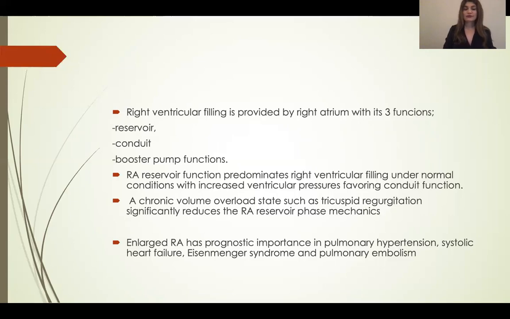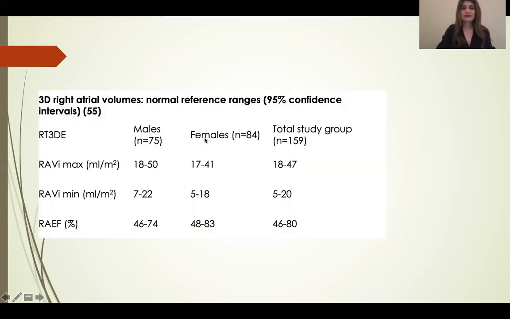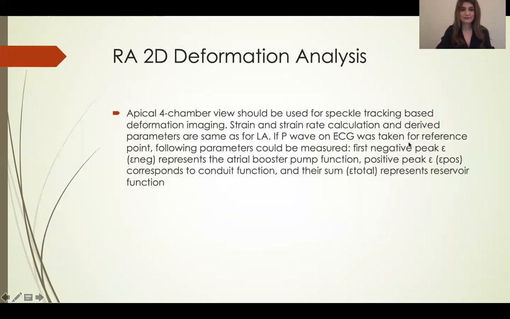A chronic volume overload state, such as tricuspid regurgitation, significantly reduces the right atrium reservoir phase mechanics. An enlarged right atrium has prognostic importance in pulmonary hypertension, systolic heart failure, Eisenmenger syndrome, and pulmonary embolism. 3D right atrial volumes, those are the normal reference ranges, and similar to the left atrium, females have a smaller right atrium when compared with males.